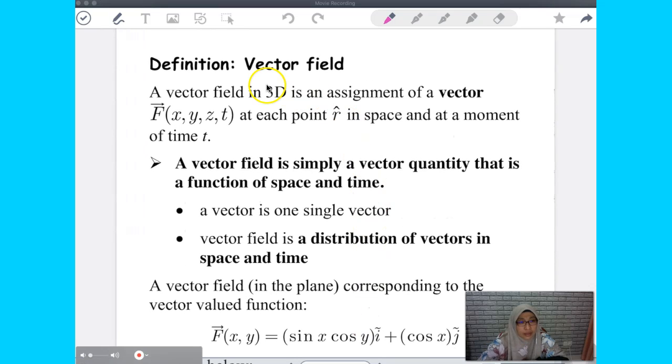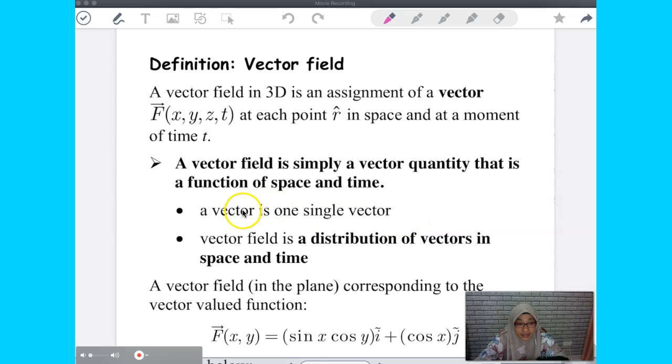So the formal definition of a vector field in 3D, just like the scalar field just now, but now the representation of the vector field, you have to put a capital F, or you can put this arrow, or something curly down here. So a vector field is simply a vector quantity that is a function of space and time.